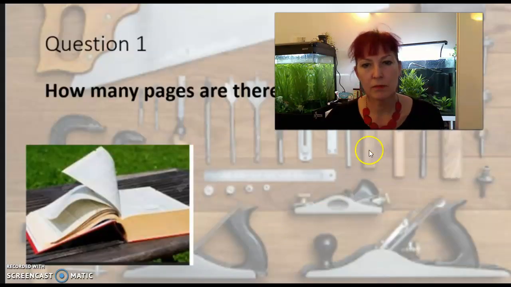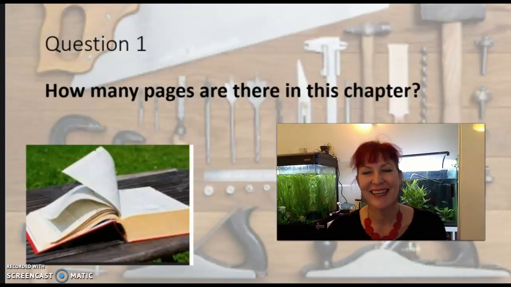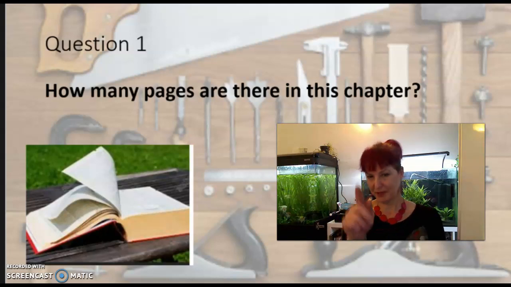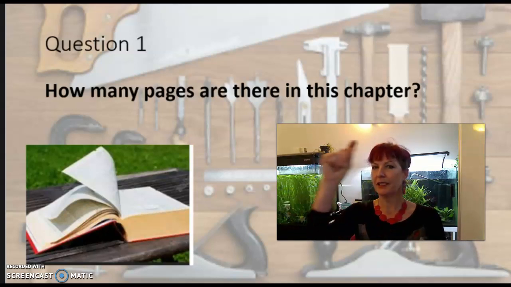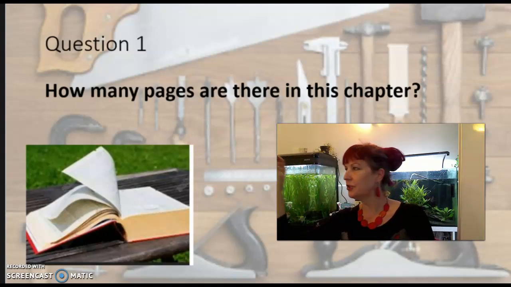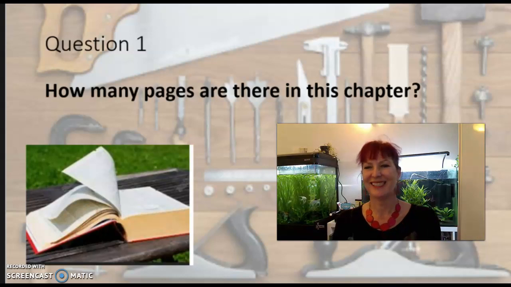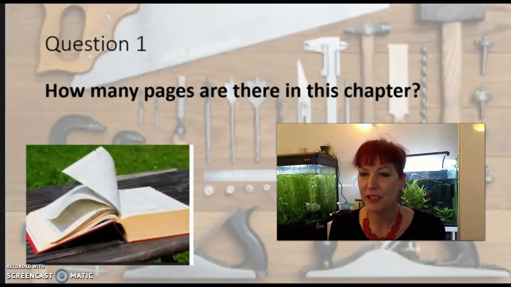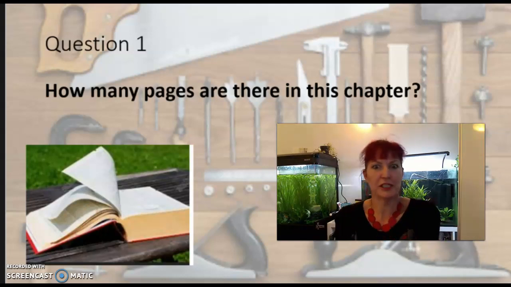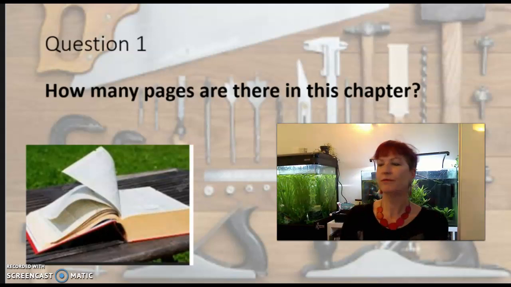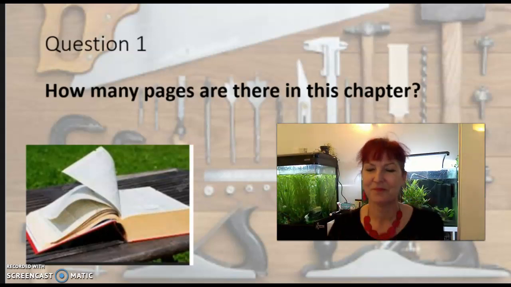So you're always welcome to pause it. First question. So don't forget, question 1. How many pages are there in this chapter? I think that's a maths question. And you all know with maths, I want a method, I want an answer, and I would like a unit. What is it? Don't just write 12. Tell me 12 what?